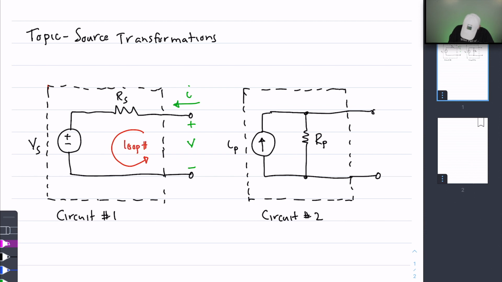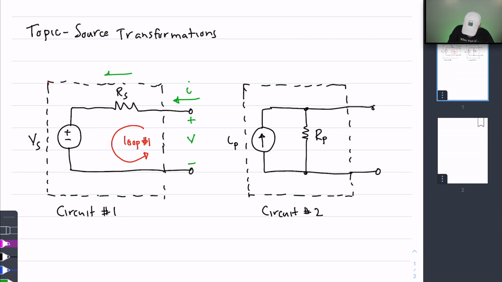And I'll call this loop number 1. And I'm going to use KVL around that loop to write down an equation. Now, very clearly, this current I itself, as it's going through, is going to go through the resistor R sub S, like so. That means that there is going to be a voltage across that resistor that has this particular polarity. I'll call this V sub S, and V sub S is related to the current I in the resistance R sub S through Ohm's law like this.